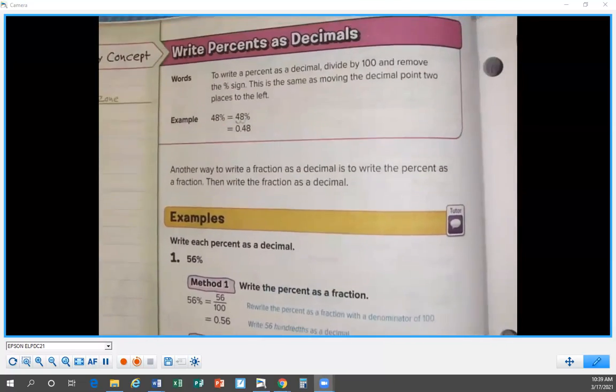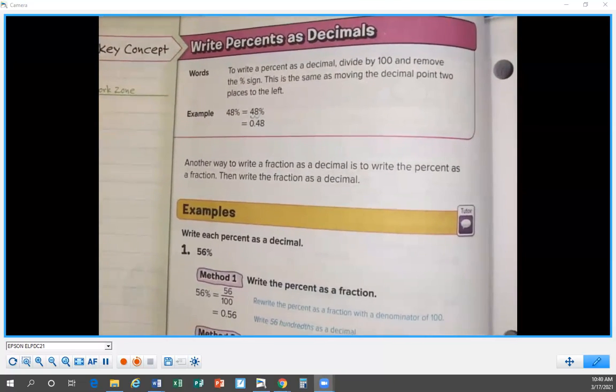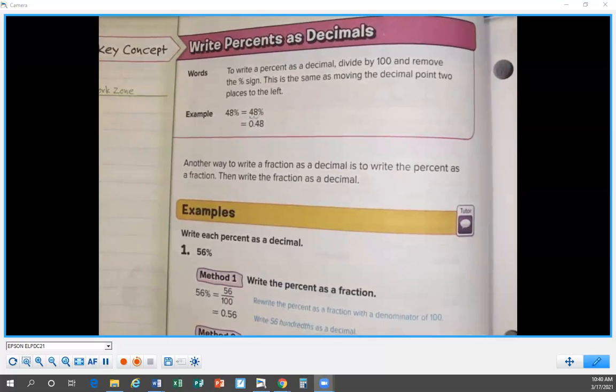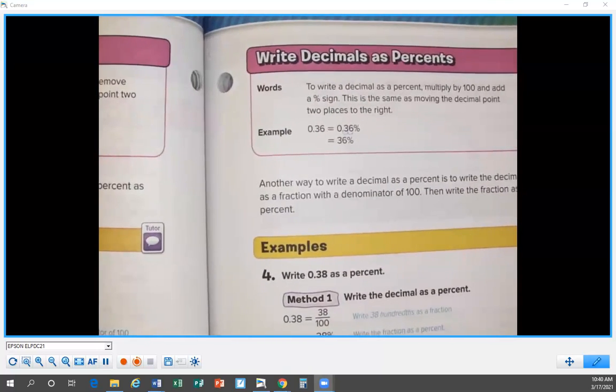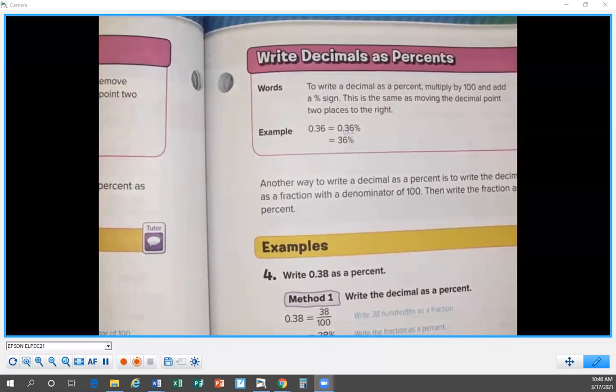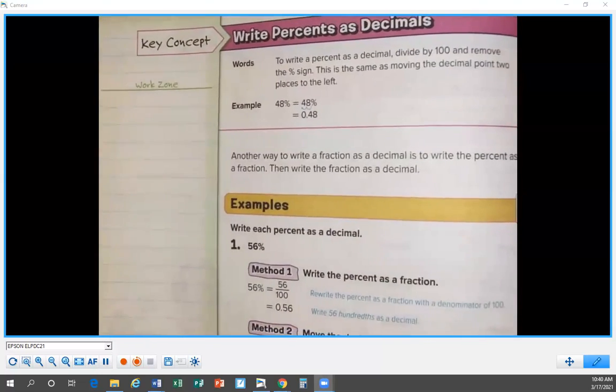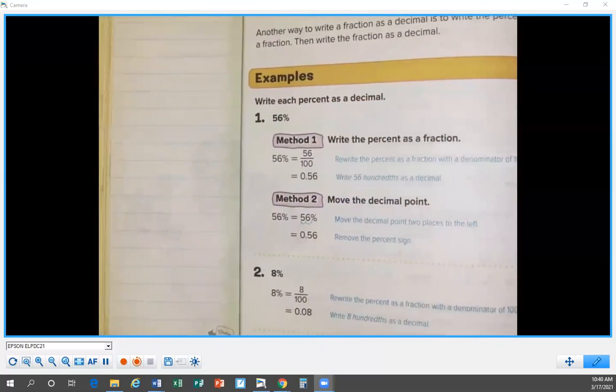All right, in our learning targets today, we're going to first learn how to write percents as decimals, and then we're going to go the other way around, write decimals as percents. Okay, so these will just be inverse, they'll be opposites of each other. Okay, page 110.